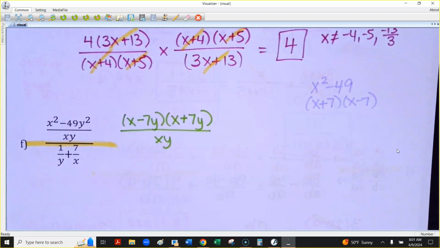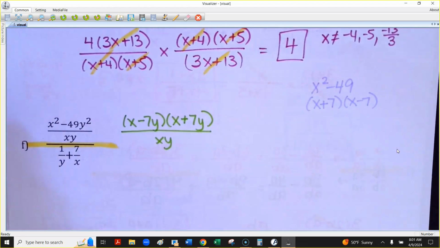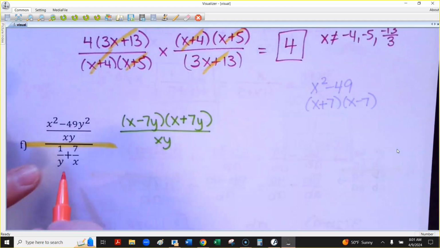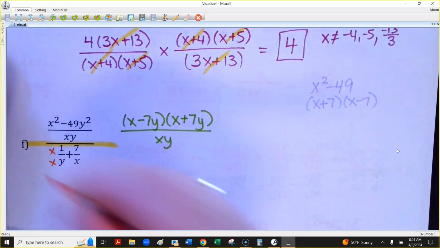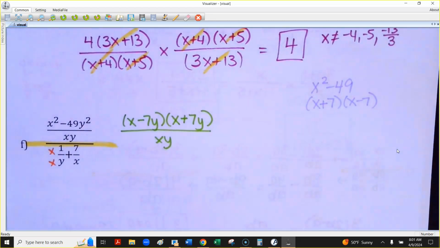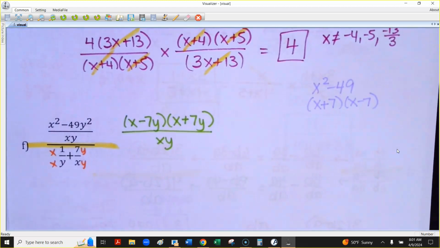The bottom is going to be similar to some of the problems we had a little bit on the front. We've got to add, so we've got to create a common denominator. Now, you have a y and an x, so I'm going to need a y and an x. So this first fraction would need an x multiplied with the top and the bottom. The second fraction would need a y multiplied with the top and the bottom.